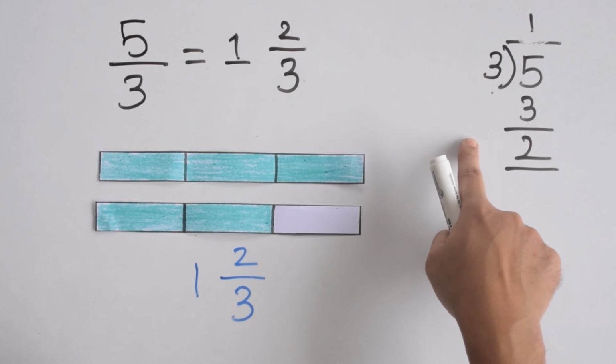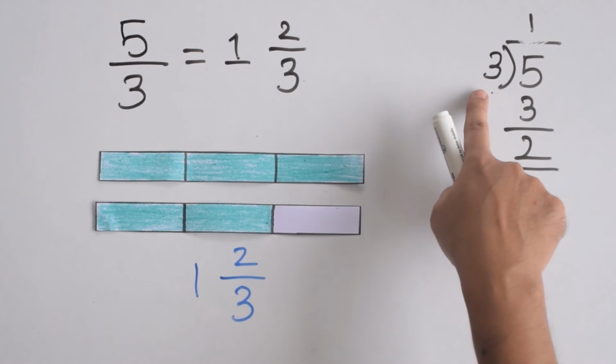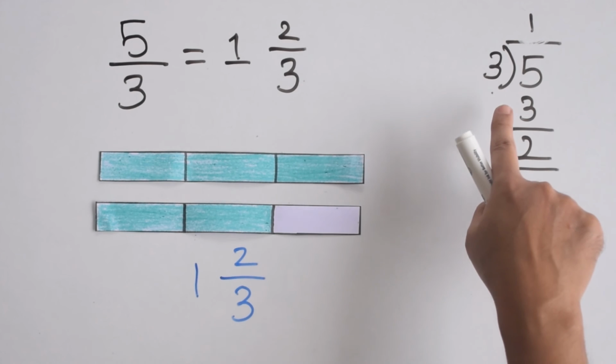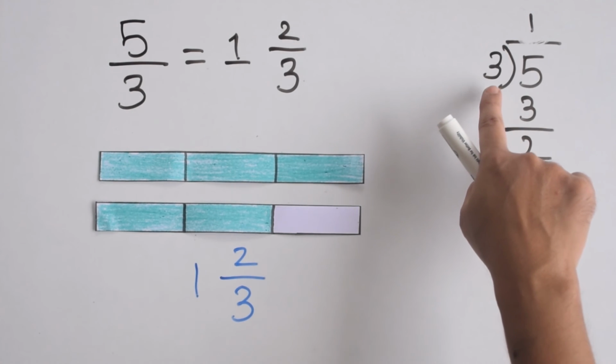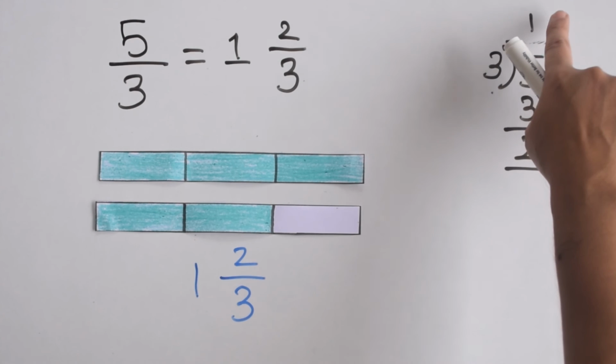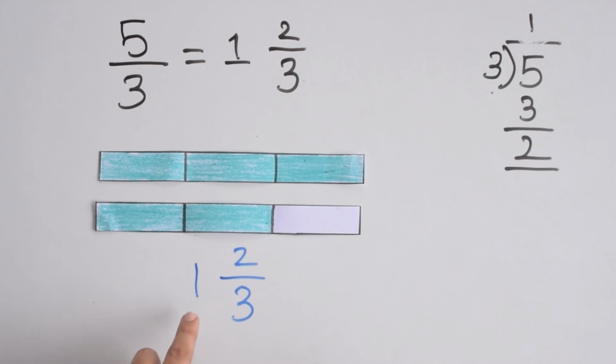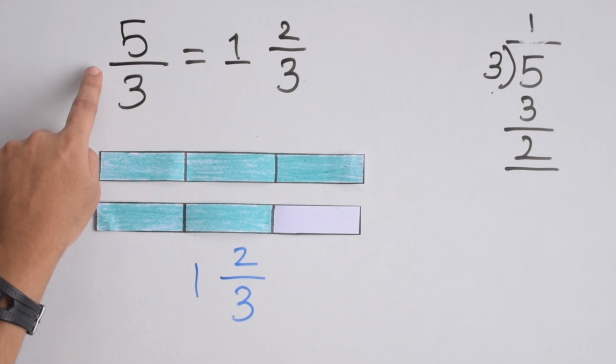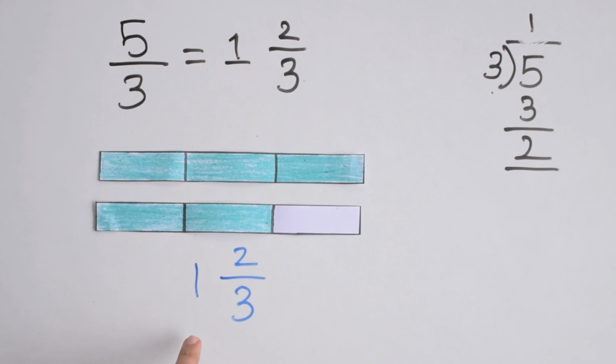So what we did in the procedure, we divided the numerator by the denominator, and doing that we found how many wholes are there. Here it is 1, the quotient is 1. So in this case it is 1, and the remainder 2 denotes the numerator of the fraction, and the denominator, which is 3 parts, 3 total parts in the fraction, remains the same. So improper fraction 5 by 3 converted to a mixed fraction gives us 1, 2 by 3.